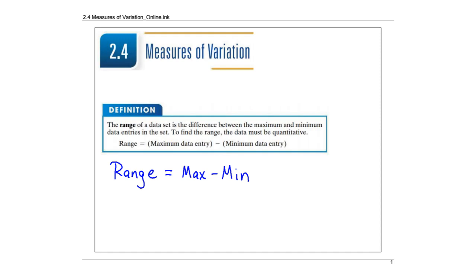All right, 2.4 measures of variation. The first one we're going to look at is range, but we've done range before. What we do is we find the maximum data point, that's the largest data point, and the minimum data point, which is the smallest data point, and we find the difference between the two.